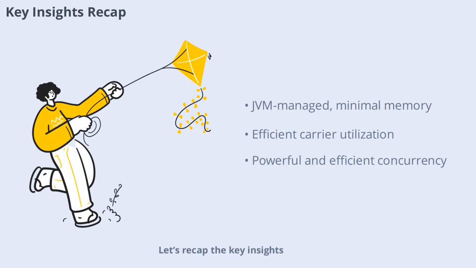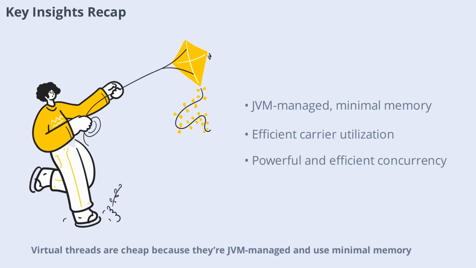Let's recap the key insights. Virtual threads are cheap because they're JVM managed and use minimal memory. Mounting and unmounting with stack snapshots enables efficient carrier thread utilization. Millions of virtual threads can run on a handful of platform threads, and blocking operations are handled without wasting resources. This makes Java 21 concurrency both powerful and efficient.